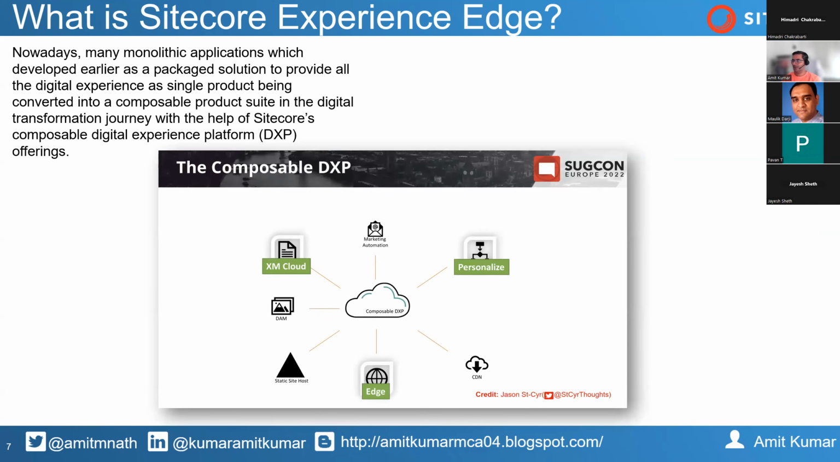In the same way, if you look at this high-level diagram explaining composable, you can see that XM Cloud, Personalize and Edge are there, and also DAM, marketing automation and CDNs. All are different offerings from different vendors, and you can utilize those offerings to build your application. While you are moving towards your digital transformation, you have to check what you have and how you are going to utilize it.